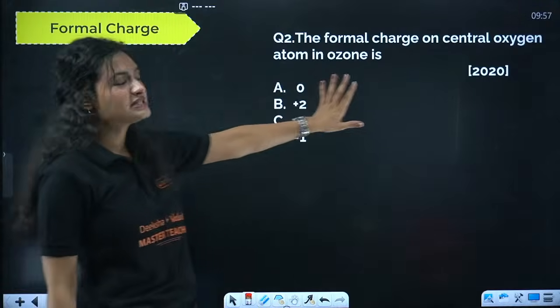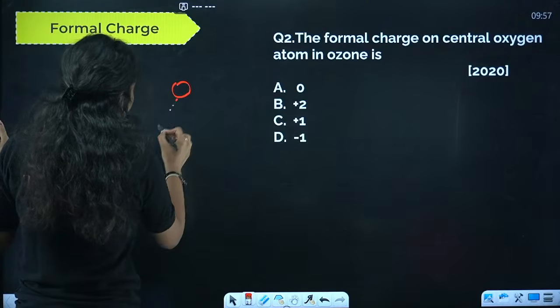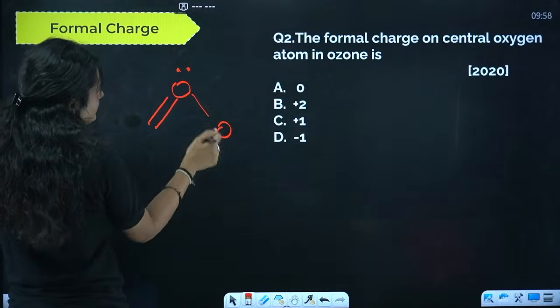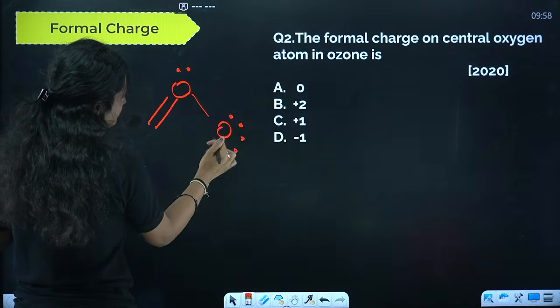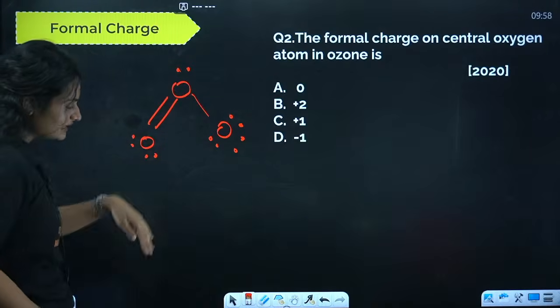Next question. The formal charge on the central oxygen atom in ozone. So I believe ozone has a structure like this, right? 1, 2, 3, 4, 5, 6, 7, 8. Now this has a negative charge almost. And this oxygen will have 1, 2, 3, 4. Clear? Now see.